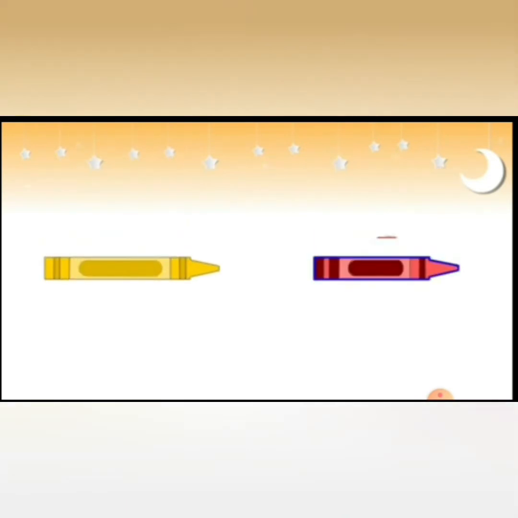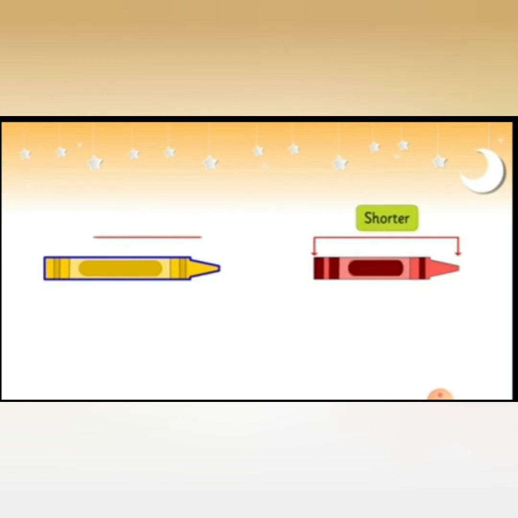Similarly, here the red crayon is shorter than the yellow crayon. The yellow crayon is longer than the red crayon.